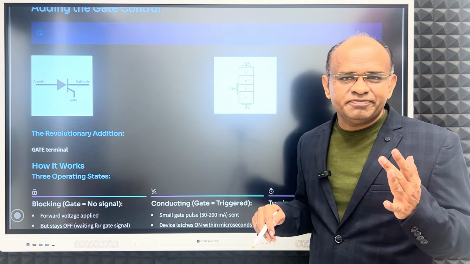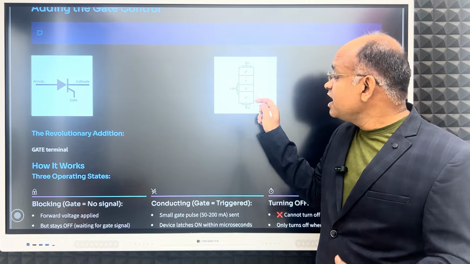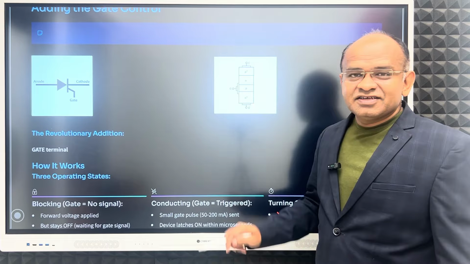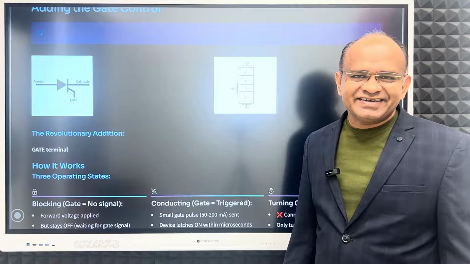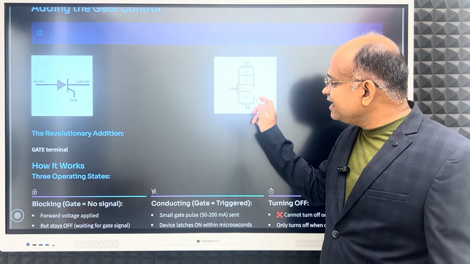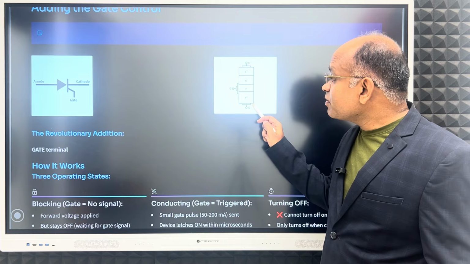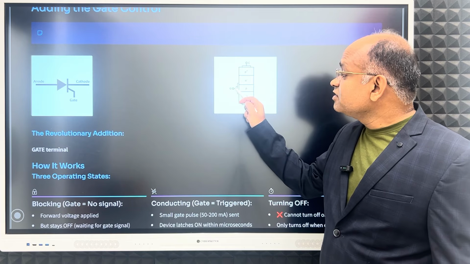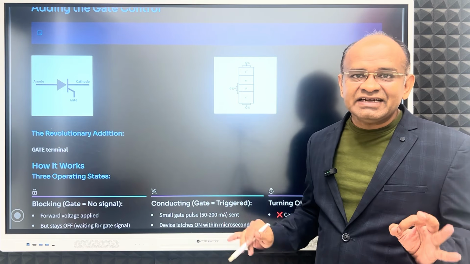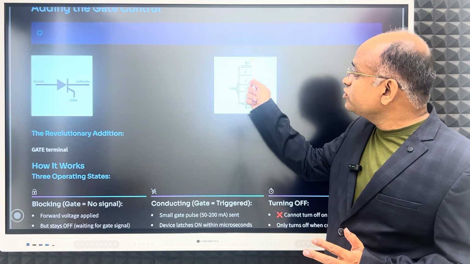Just now I have shown. If we add more positive charge, what will happen? This will become stronger and current will start flowing through this diode. So this is a diode and this gate is added. Whenever you put some current through this gate, at that time the current will flow from E to C.